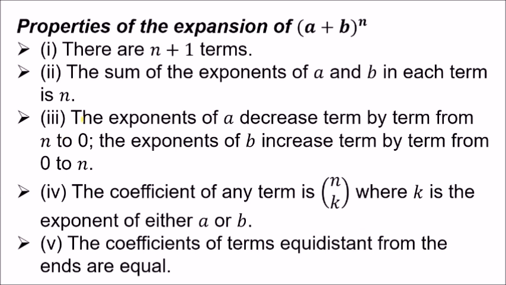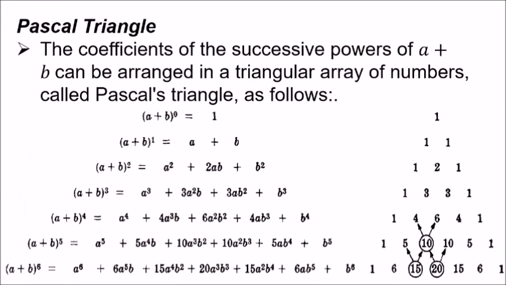Third, exponents of a decrease term by term from n to 0. The exponents of b increase term by term from 0 to n. So, papaliktad. And then 4, the coefficient of any term is n combination k, where k is the exponent of either a or b. Nagamitan natin ng combination formula yung bawat coefficients ng bawat term. Last, the coefficients of terms equidistant from the ends are equal. So, ito yung sabi ko kanina, both ends are equal, second, and then second to the last are equal, and so on.